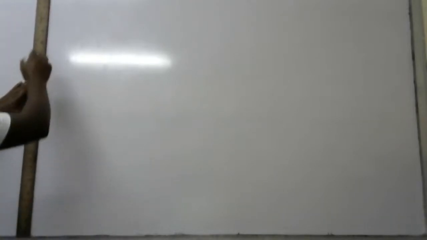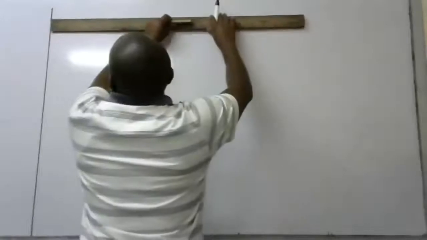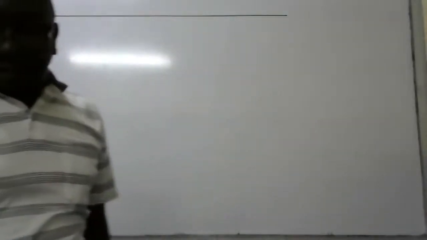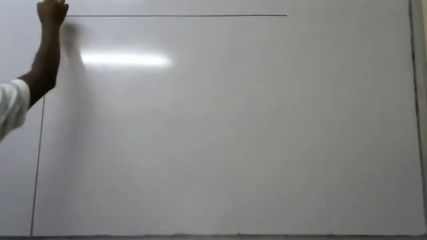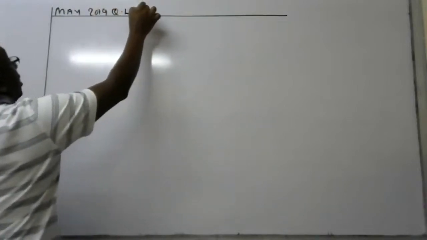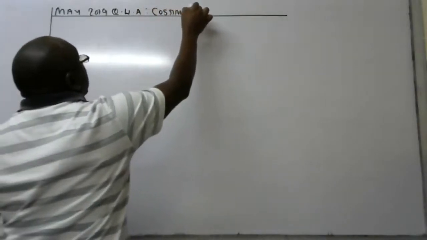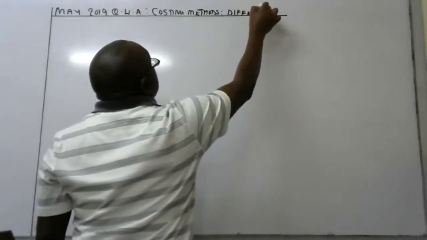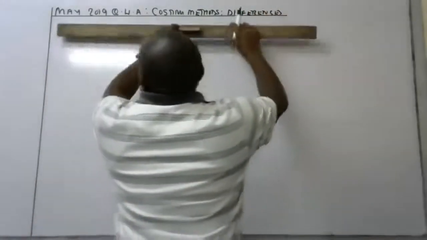So question 4 is asking, identify 4 differences between job order costing and process costing. That is May 2019, question 4A. The question is on costing methods, and specifically it is asking about the differences.